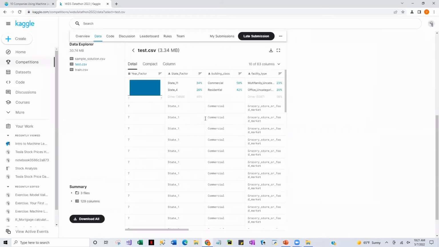Okay, so if you look at this one, what is this? This year factor is a number. It's an integer. With a number, you can do operations like addition, subtraction, multiplication, division, whatever operations you can do.